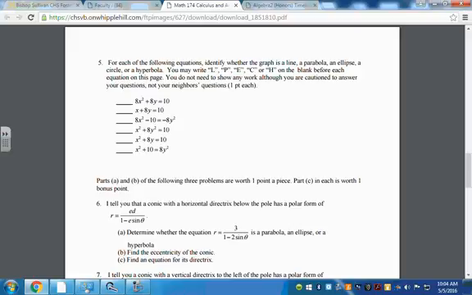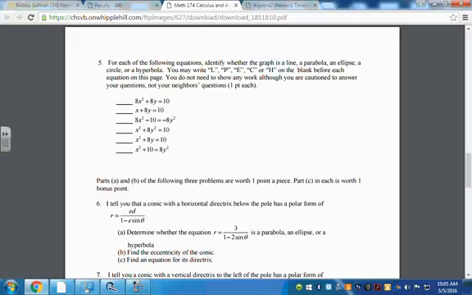The first one said 8x squared plus 8y is 10. And the second one, second from the bottom, was x squared plus 8y is 10. We agreed that both of these were parabolas. How can you tell? There is only one square term. Now, the question I just asked was, how can you tell which way these guys open, up, down, left, or right?